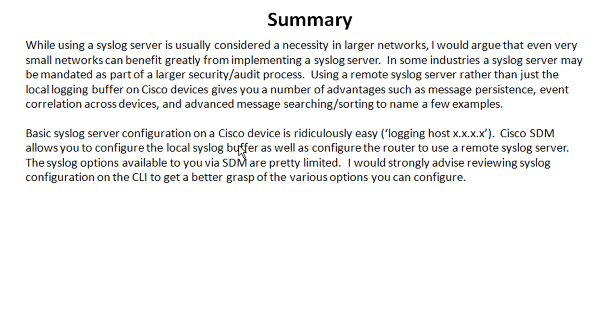Basic Syslog server configuration on a Cisco device is ridiculously easy for a remote host. It's just logging host followed by the IP address or the host name. Cisco SDM allows you to configure the local system Syslog buffer, and we saw that earlier, as well as configure the router to use a remote Syslog server. That's it though. It doesn't let you do configuration for console syslogs or monitoring syslogs. Not a big deal, but just know that that is a limitation.